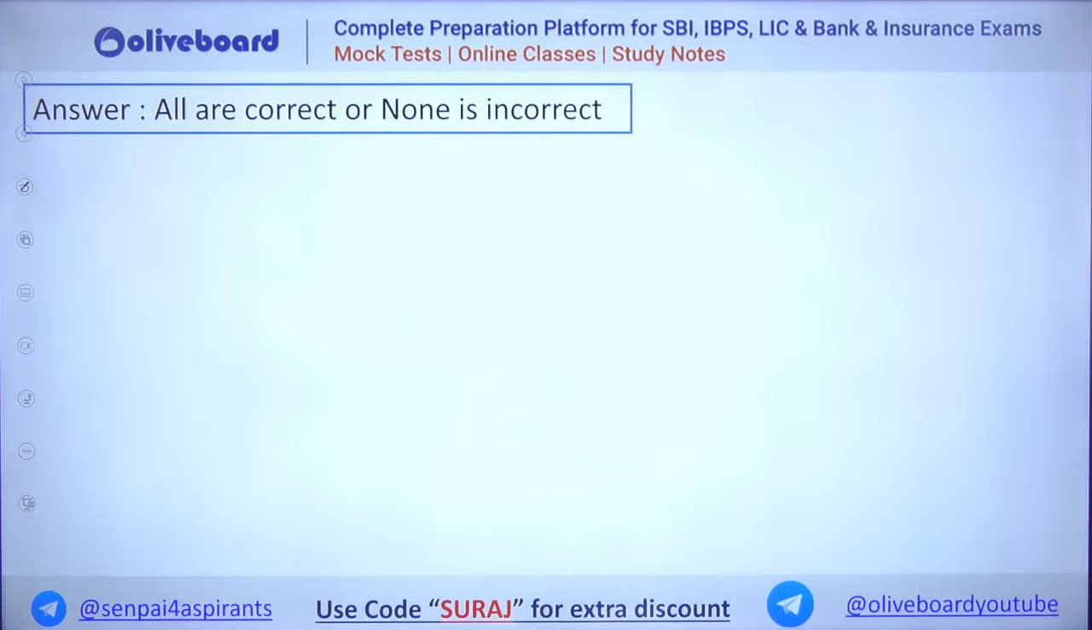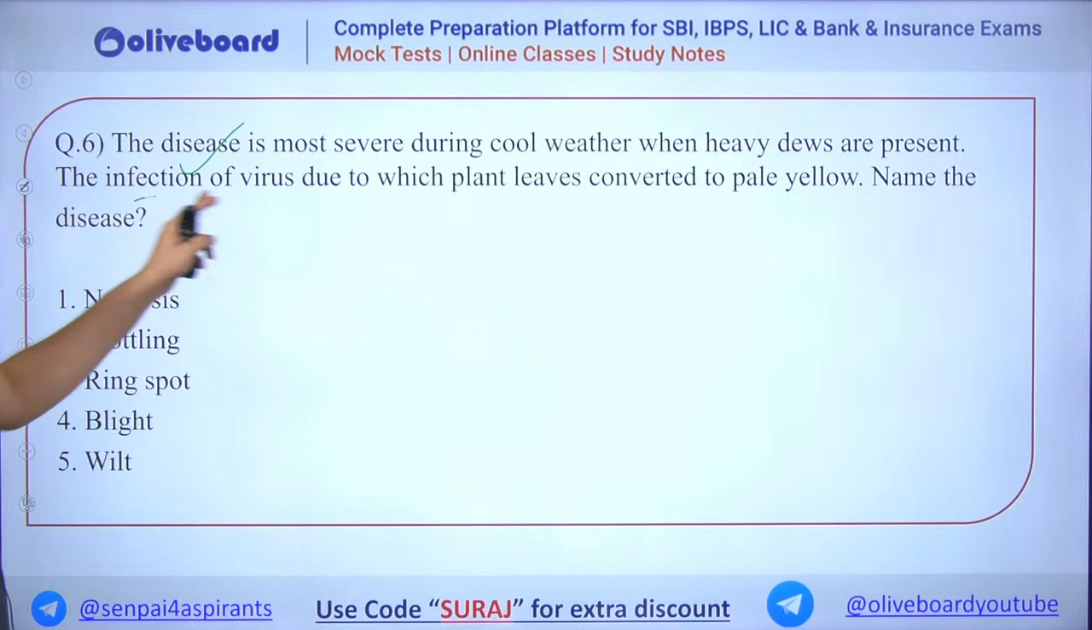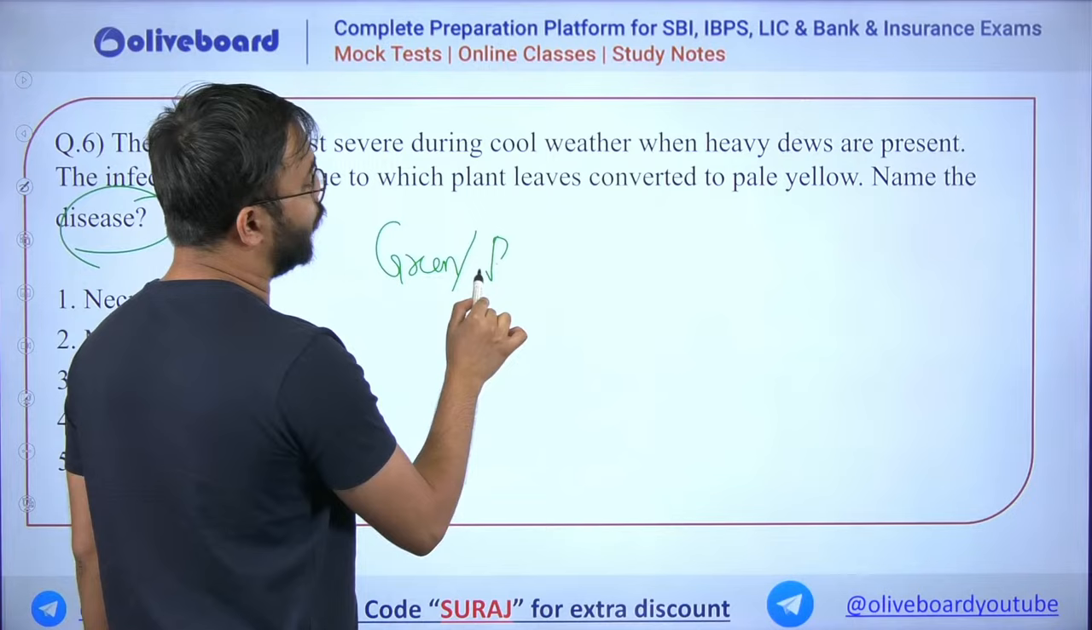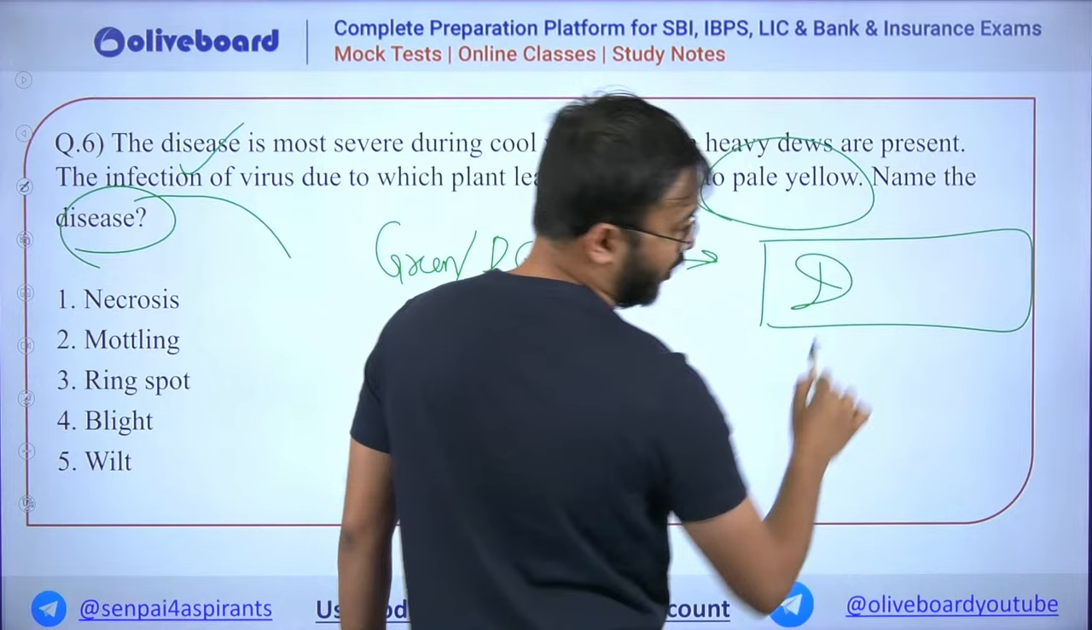Let's move forward. The disease is most severe during cool weather when heavy dews are present. The infection of a virus due to which plant leaves convert into pale yellow, name this disease. When the green or dark green color of the plant is converted into pale yellow color, what is that called? It is called degreening.